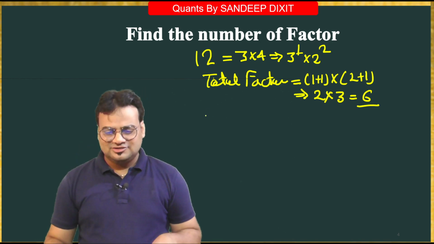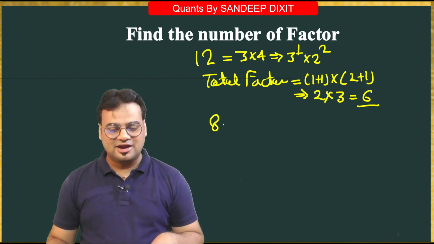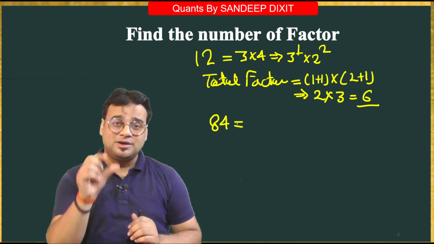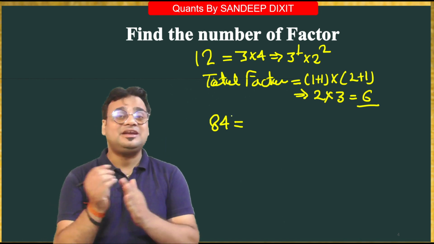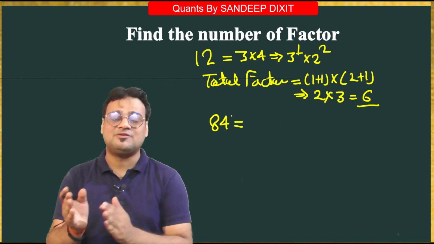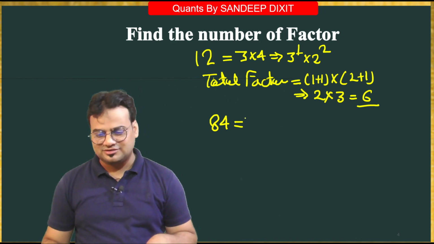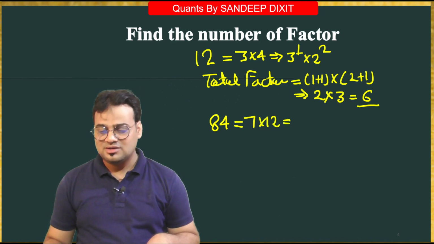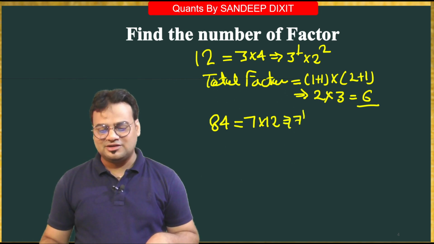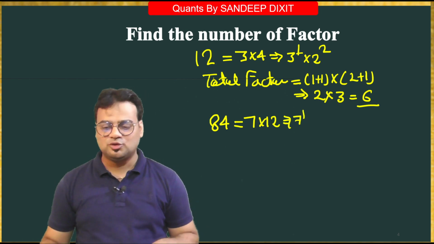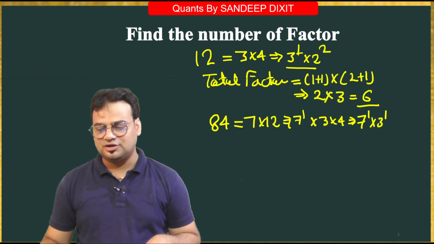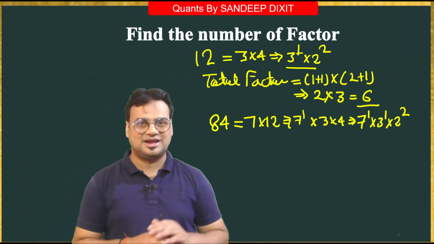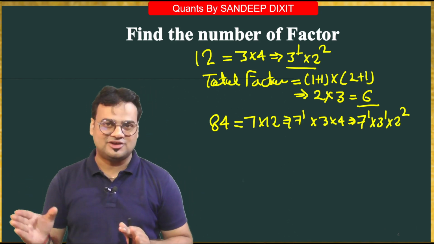Okay, let us check one more example. Suppose we take 84. We split 84 into co-prime numbers: 12 into 7 is 84, and 12 and 7 are co-prime. So we write 7 into 12. 7 to the power 1, because 7 is a prime number, but 12 is not prime, so we write 12 as 3 into 4. So we get 7 to the power 1 into 3 to the power 1 into 2 to the power 2. That's clear. That is called the prime factorization of 84.